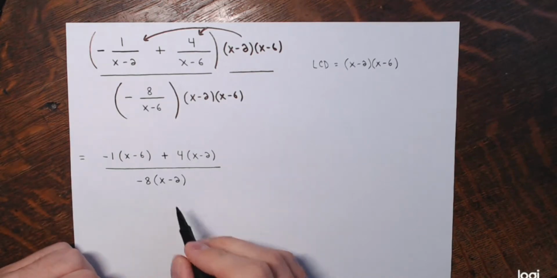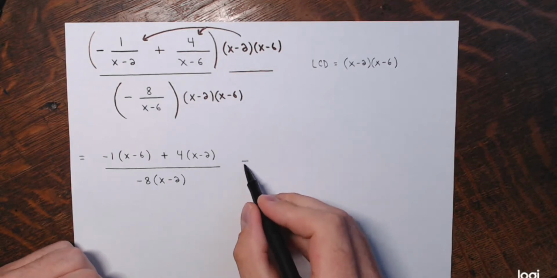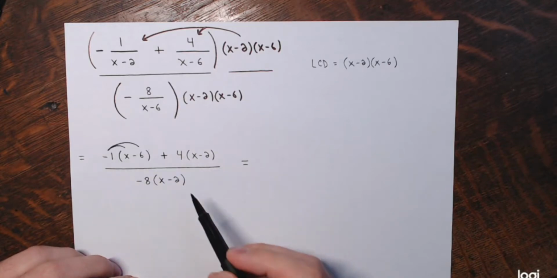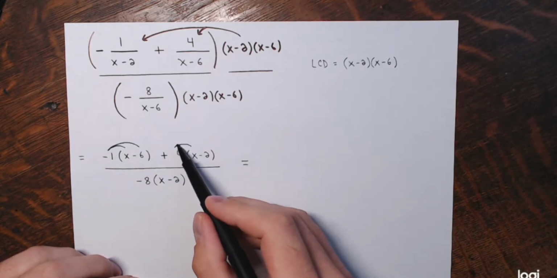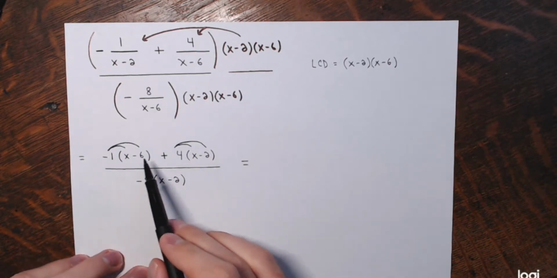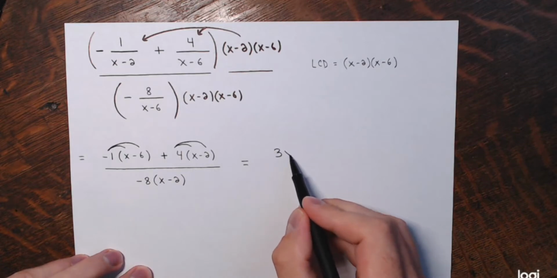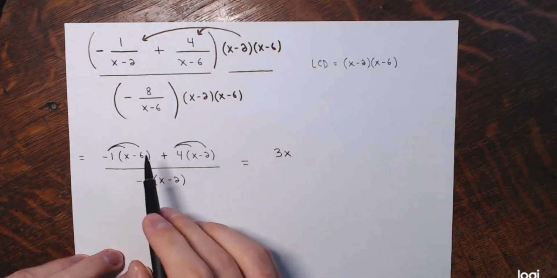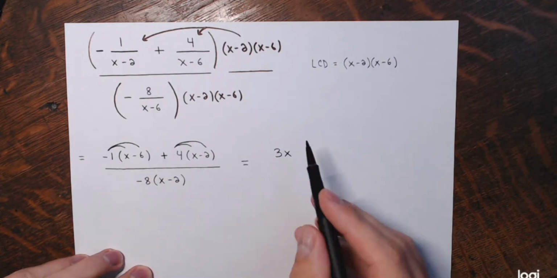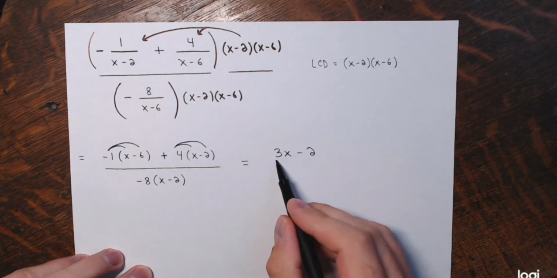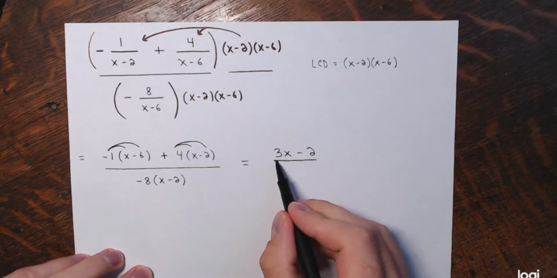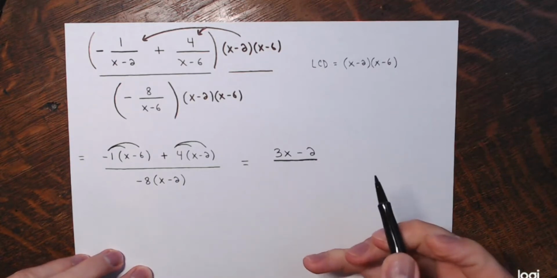Alright, and I'll leave that the way it is right now. We'll simplify the numerator first. So distributing the -1 to the x minus 6 and the +4 to the x minus 2, and then combining like terms, we'd have -x plus 4x is 3x, and +6 plus -8 is -2. 6 minus 8. So the numerator is 3x minus 2, and that doesn't factor any further.